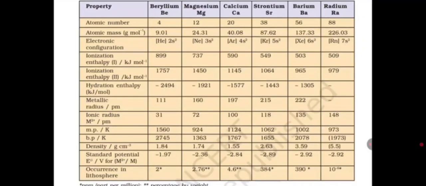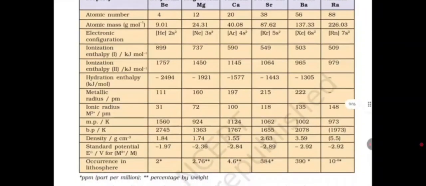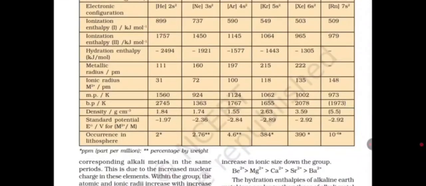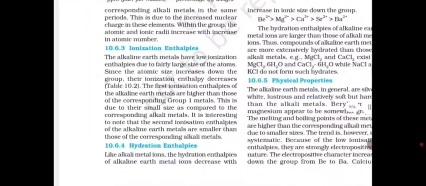Last is radium, atomic number 88, atomic mass 226.03, electronic configuration is [Rn] 7s2, ionization enthalpy first is 509, second ionization enthalpy is 979, hydration enthalpy and metallic radius are not given, ionic radius is 148, melting point is 973, boiling point is 1973, density is 5.5, standard potential minus 2.92, and occurrence in lithosphere is 10 to the power minus 6.